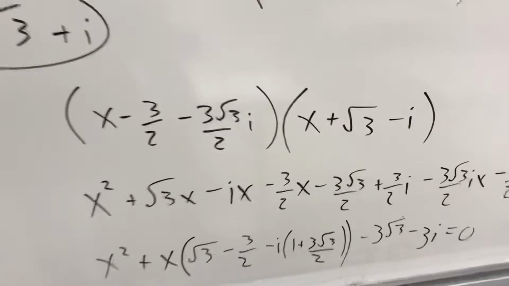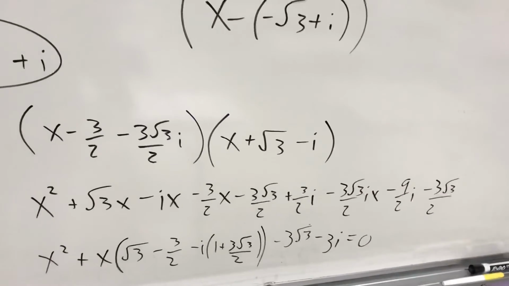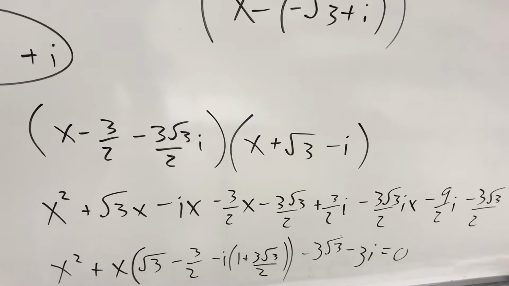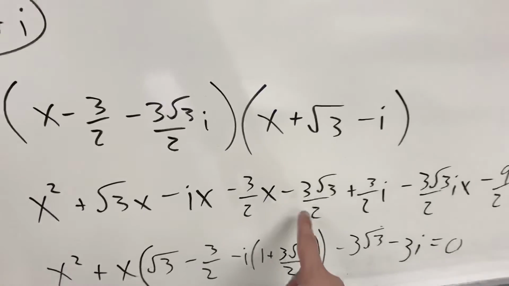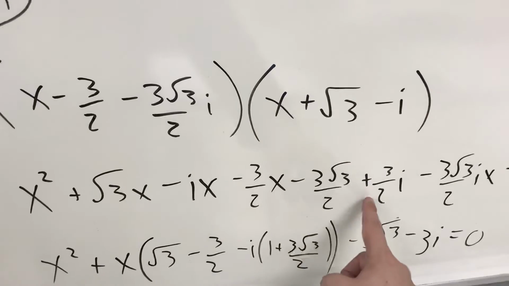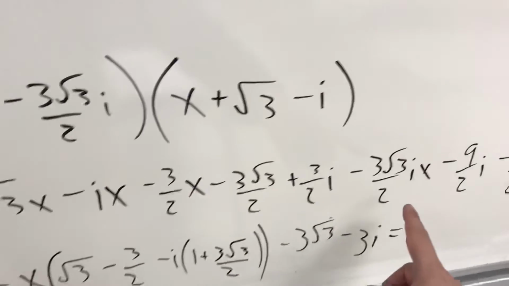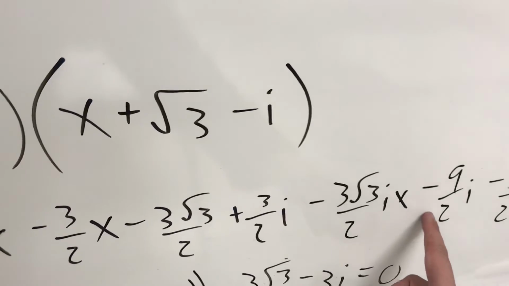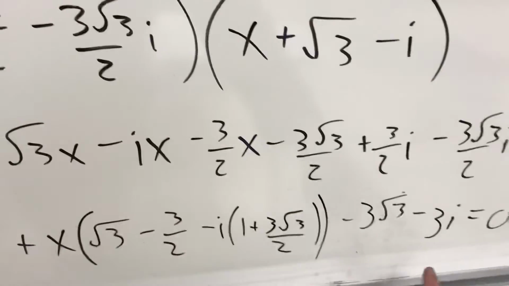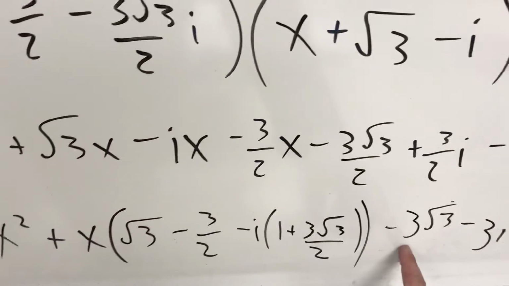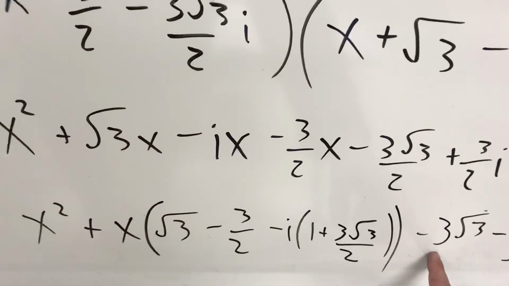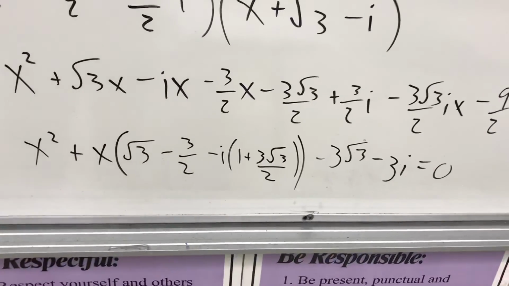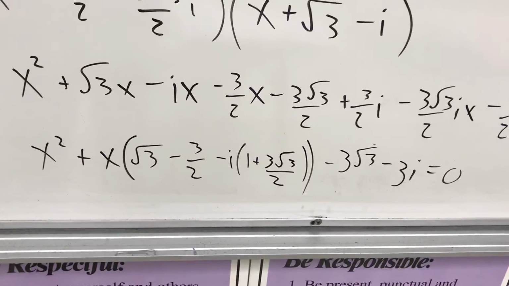And then we had a couple of terms there that did not have x variables, that were just constants. Specifically, those were the negative 3 radical 3 over 2, the 3 halves i, and the negative 9 halves i. So 3 halves i minus 9 halves i is negative 6 halves i. That's negative 3i. And then, of course, I had this other part remaining from the earlier part. And so that ends up being my final equation. That's not a neat equation in any sense if you're expecting it to be that.